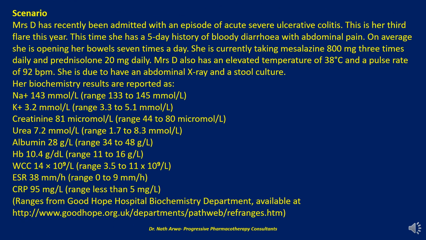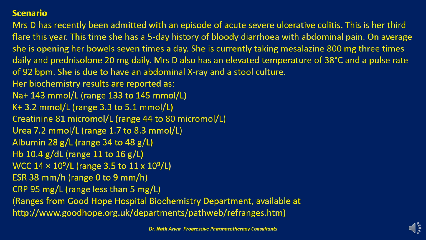Mrs. D has recently been admitted with an episode of acute severe ulcerative colitis. This is her third flare this year. This time she has a 5-day history of bloody diarrhea with abdominal pain. On average she is opening her bowels 7 times a day. She is currently taking mesalazine 800 mg 3 times daily and prednisolone 20 mg daily.